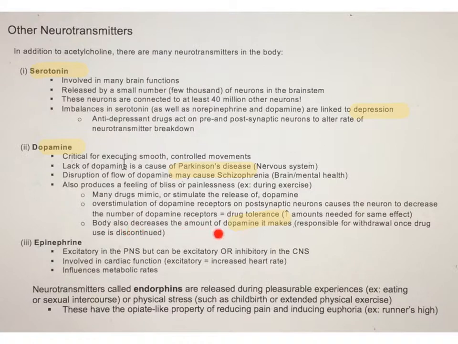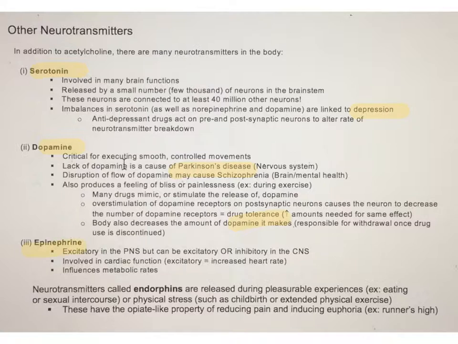Your body will also decrease the amount of dopamine it makes, which is responsible for withdrawal once drug use is discontinued. So once you stop taking the drug, your body will also decrease the amount of dopamine it actually makes. You were pumping it out a lot when you were using the drugs, and your body will then decrease it, and that happens when you start to go through withdrawal once your body stops using the drugs.